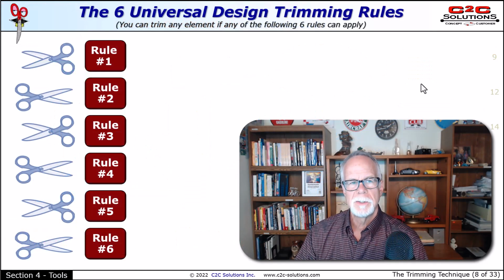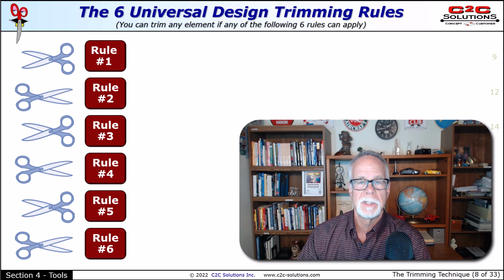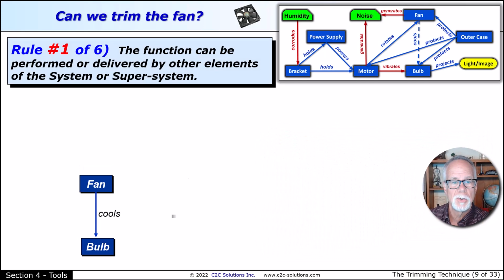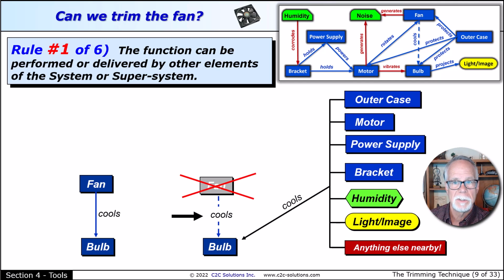Now, there are 6 trimming rules that were derived from analyzing thousands of patents and products that have been simplified. So let's take a look at a couple of the rules in the context of getting rid of a fan on a projector. Rule number 1 says the function can be performed or delivered by other elements of the system or supersystem. So we have a fan that's cooling a bulb. So basically what that's saying is, yes, you can get rid of the fan if you can get one of the other elements of the system or its surrounding to do the cooling job.